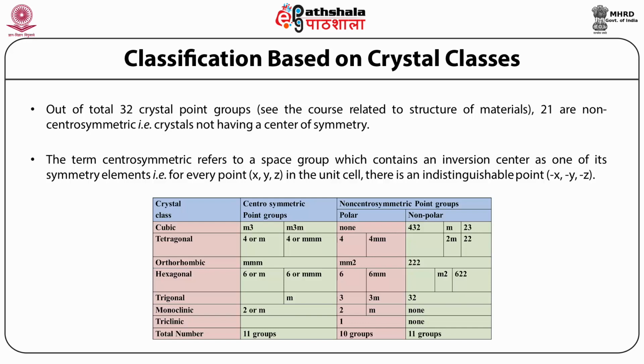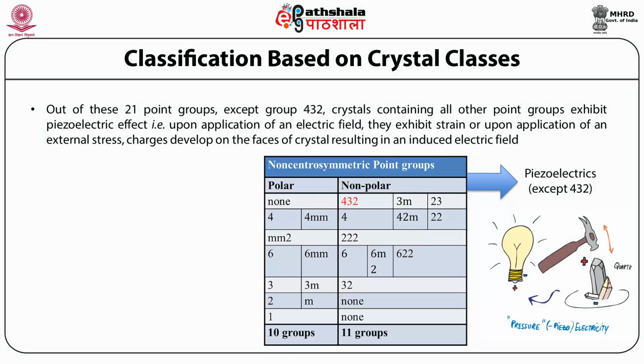So the various crystal classes are cubic, tetragonal, orthorhombic, hexagonal, trigonal, monoclinic, triclinic, and accordingly the point groups are also mentioned. The total number of centrosymmetric point groups is 11, and non-centrosymmetric point groups are 21, of which polar groups are 10 and non-polar are 11. Out of these 21 point groups, except group 4, 3, 2, all the other point groups exhibit the piezoelectric effect.